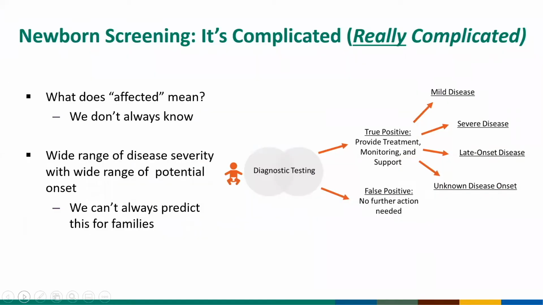While the previous slide seems relatively simple, it is actually much more complex when we start asking questions like, what does it really mean to be affected? And how and when will we know that? When it comes to a wide-ranging disease spectrum and diseases with later onset variants.